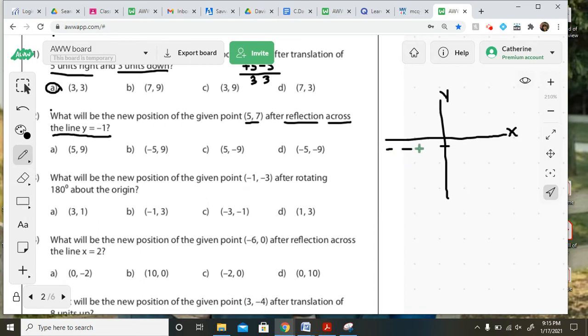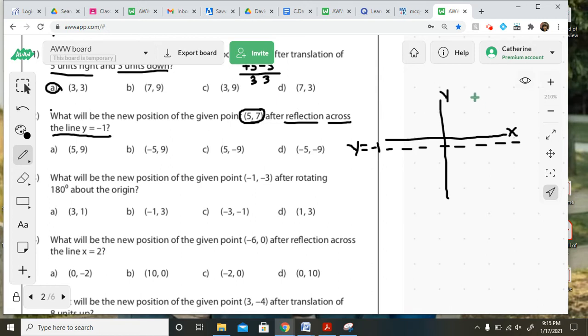This would be our line. I'm just going to make a dotted line so we'll know where it's at. Okay, so that's y is equal to -1. And we're going to reflect this point across it. Remember, it would end up in the same spot on the opposite side of our line. Now, if we reflect it across the x-axis, that looks pretty similar to that, isn't it? That looks very similar. It's only 1 unit away.